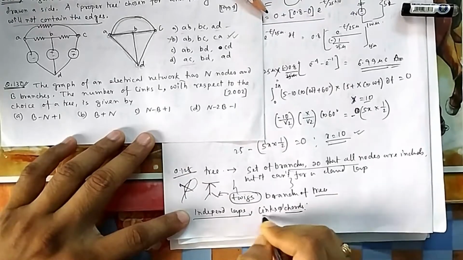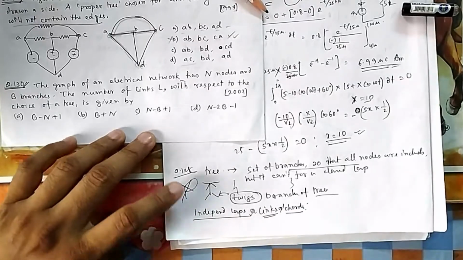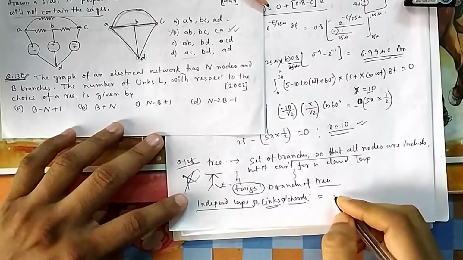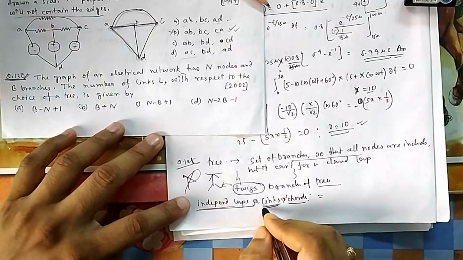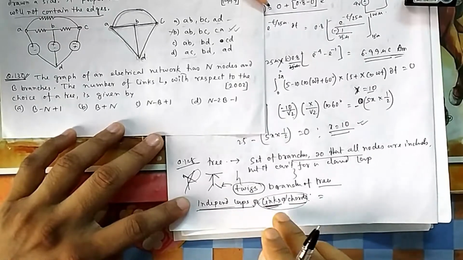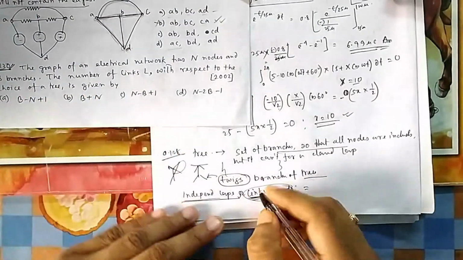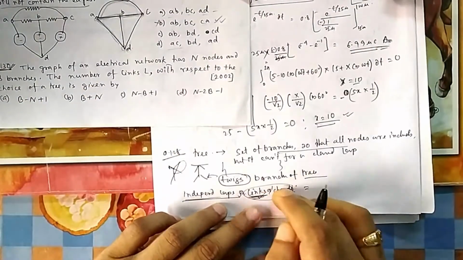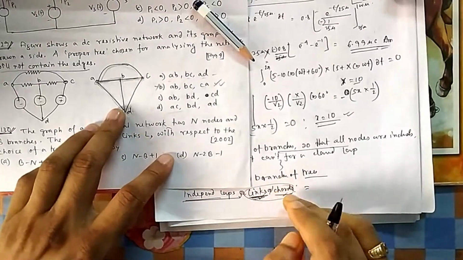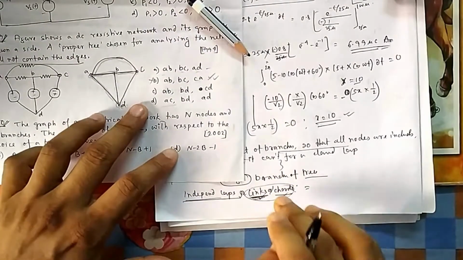Links and chords also give you only the independent loops, the number of independent loops. These are separate things, but links and chords are the same thing, and from links and chords it can be derived that the number of independent loops is the same as the number of links and chords.